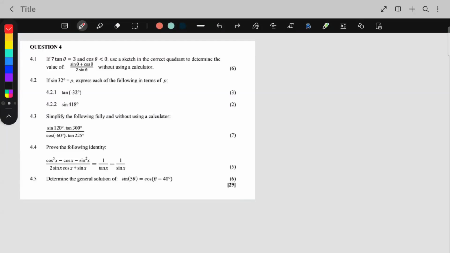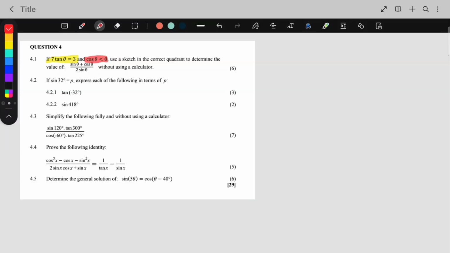Hi grade 11s. Today we are doing question 4 from this question paper and we will be doing the trigonometry for 29 marks. So question 4.1 says, if 7 tan theta is equal to 3. So let's highlight that.